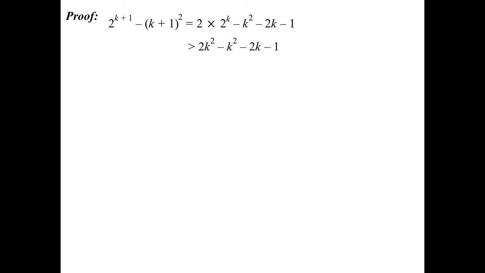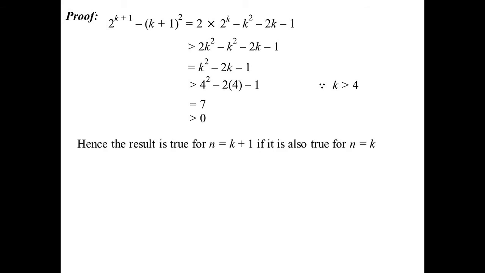So therefore this expression must be greater than 2 lots of k squared minus 2k minus 1, which is equal to k squared minus 2k minus 1. Remember, I'm trying to show this is always greater than 0. But remember my other bit of my assumption? Yeah. So actually, I don't need to make it a perfect square, because I know k is greater than 4. Therefore, 4 squared minus 2 times 4 minus 1, it's always got to be bigger than that, which is greater than 0. Hence it's true for k plus 1 if it's true for k.